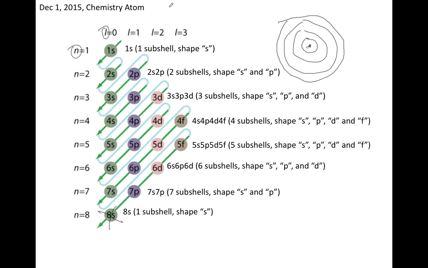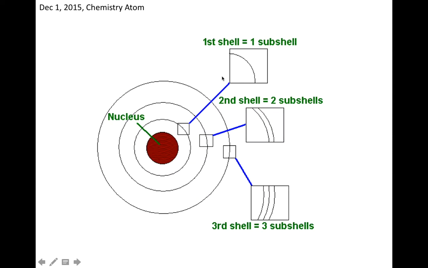Last time we talked about 4 shapes: the S, P, D, and F. S is a sphere, P is like a bow tie shape, D is a bit like 2 P's together, and F is just complicated. Okay, so now 1s, basically what it means is it has one subshell on the first energy shell, as shown in this picture.